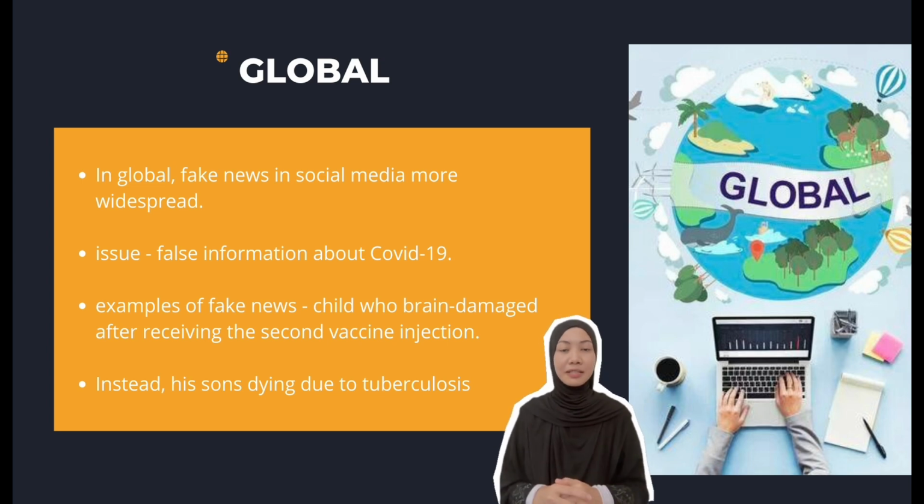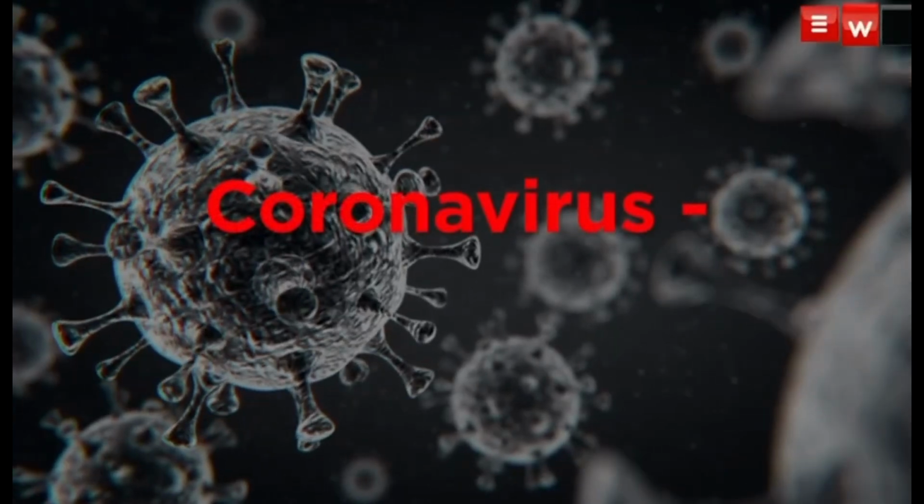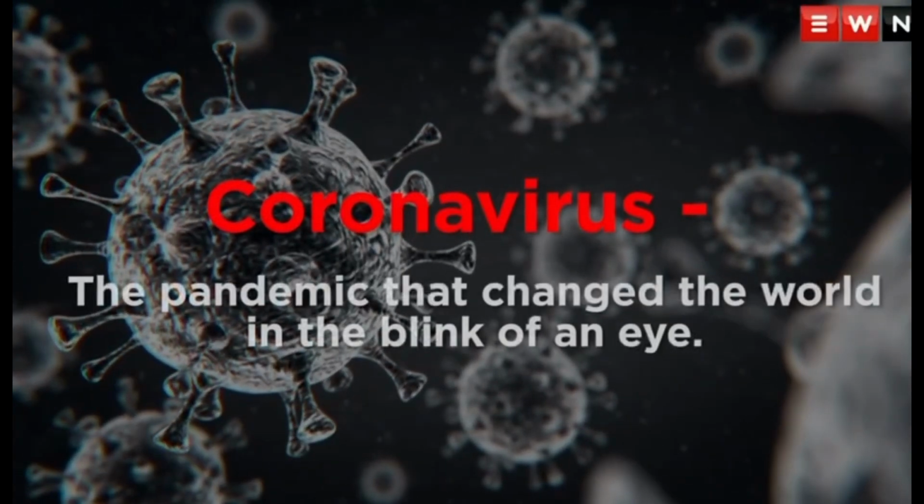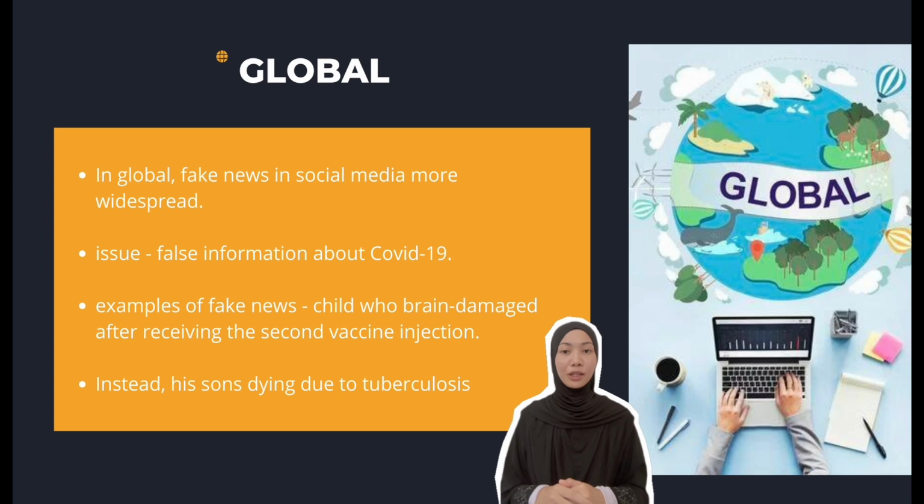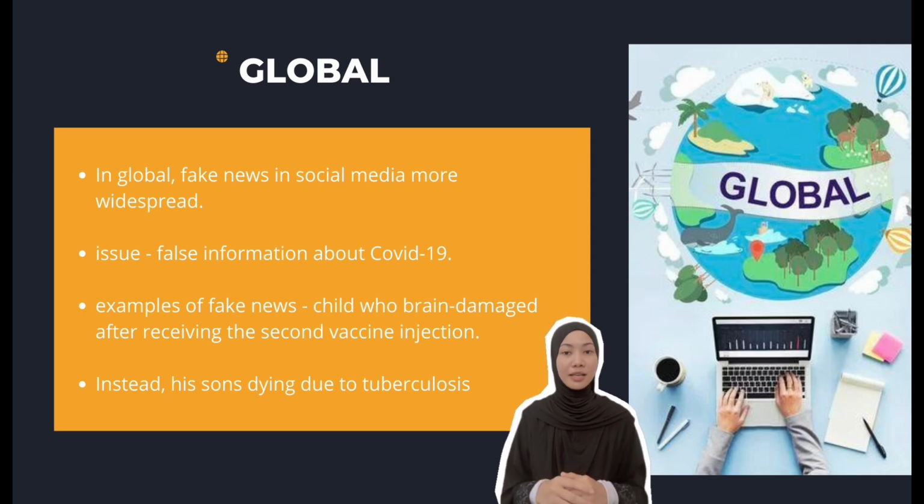From previous research, Apu and Omar 2021 state that false information about COVID-19 on social media has triggered panic. Through Dusa Malaysia, 17 July 2021, Joe Biden, the President of the United States, commented on the role of social media such as Facebook, which is spreading false information about COVID-19. The issue that I highlighted is false information about COVID-19.